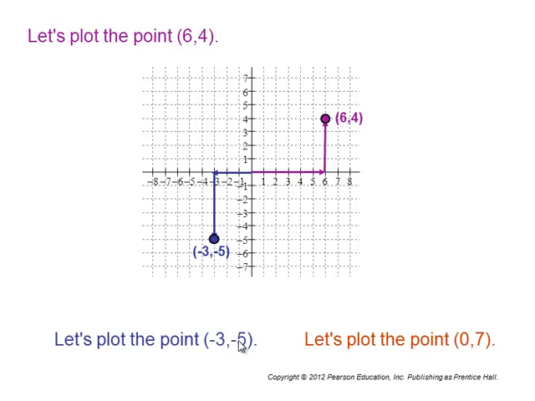Well, the point (0, 7) is going to be right here because there's 0 units horizontally, but 7 units up. So you're right on the y-axis there. The point (-6, 0) means that you're going to go 6 units to the left and 0 units up or down.